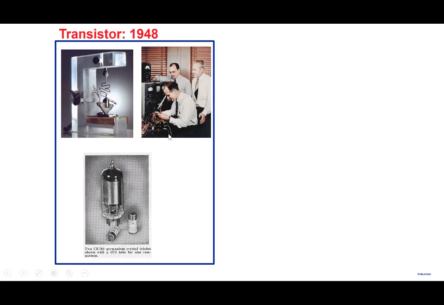And whenever a new device comes in, what happens is that when transistors were invented, this is an early advertisement where the transistor is being compared with the vacuum tube. This photograph shows that the vacuum tube is so large and the transistor is so small.